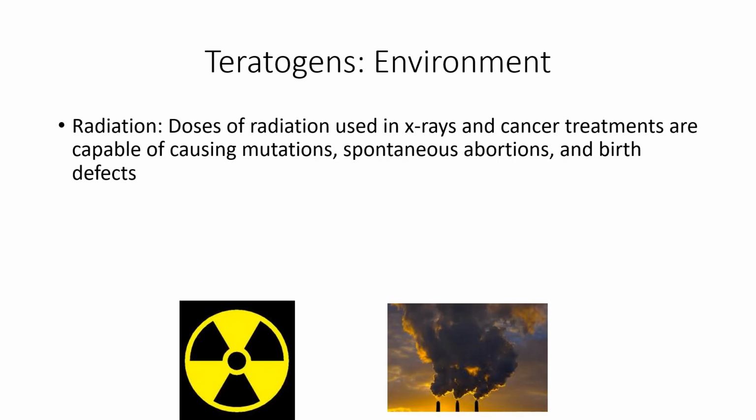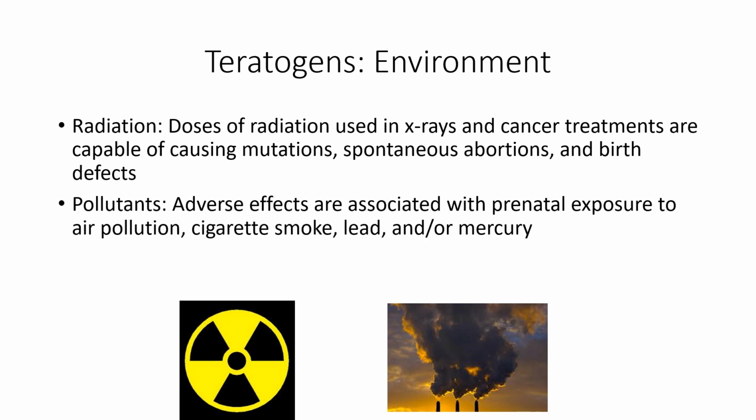Next set of teratogens is the environmental ones. We're just going to talk about two of them. Radiation. So doses of radiation from X-rays and cancer treatments are capable of causing mutations, spontaneous abortions, birth defects, that type of thing. And then pollutants are all these adverse effects on the environment, air pollution, cigarette smoke, lead, mercury. If the mother is exposed to these, it can be passed on and the fetal development can be hindered as a result.